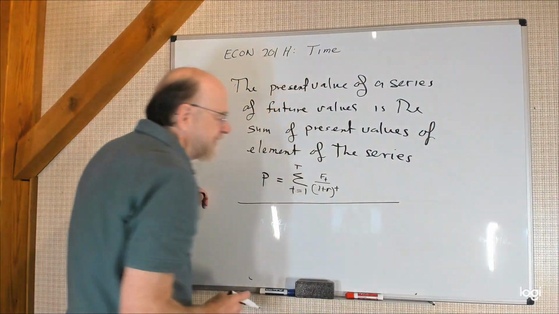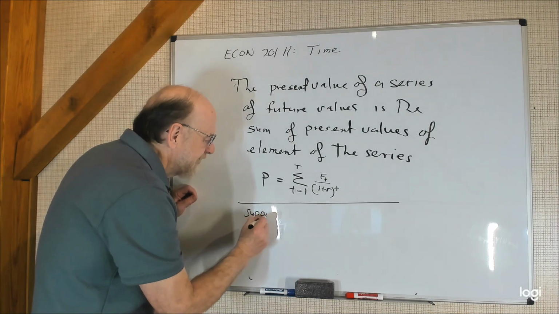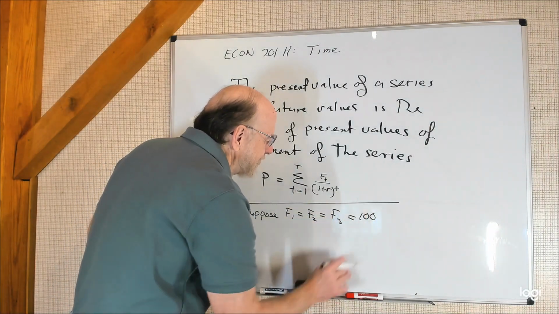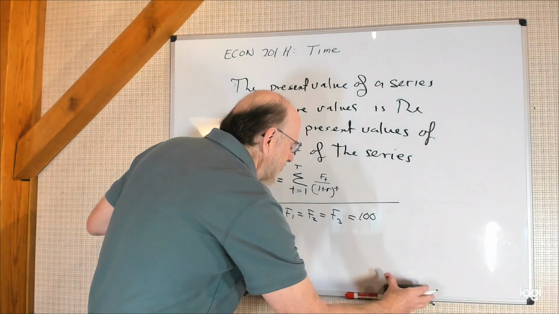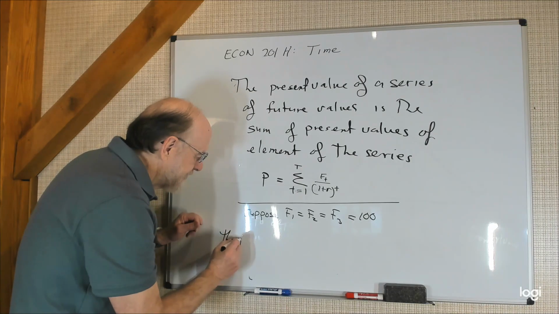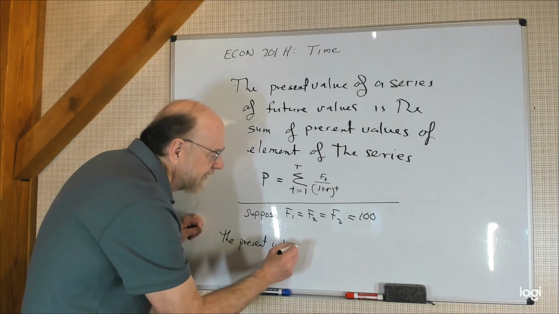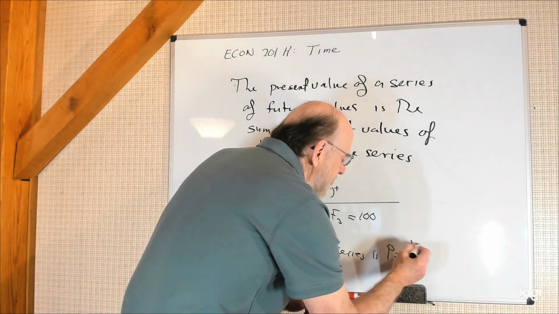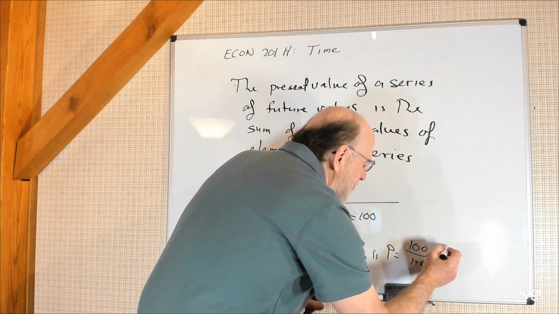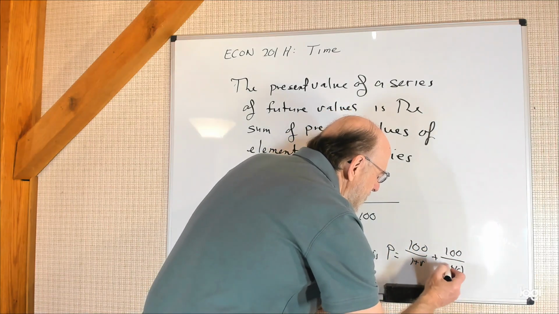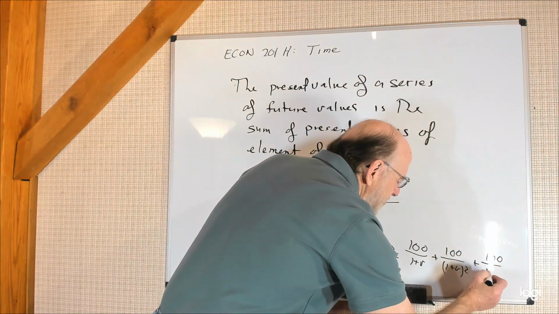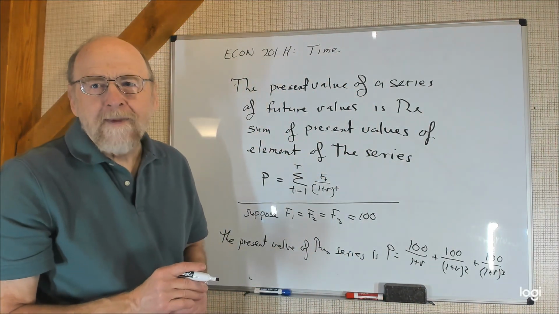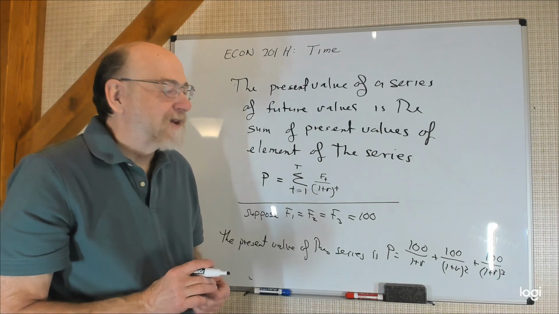And so what I'll do here is just imagine, suppose that F1 equals F2 equals F3 equals 100. Okay. All right. The present value of the series is just P equals 100 over 1 plus R plus 100 over 1 plus R squared plus 100 over 1 plus R cubed. So that's going to be a somewhat different number than 300, right? It's going to be a bit smaller.